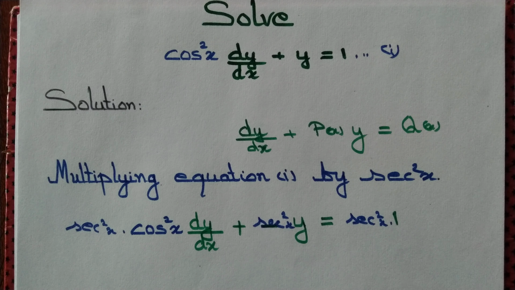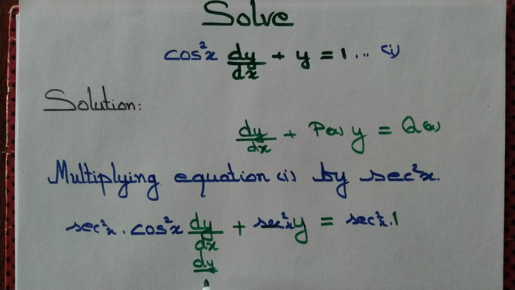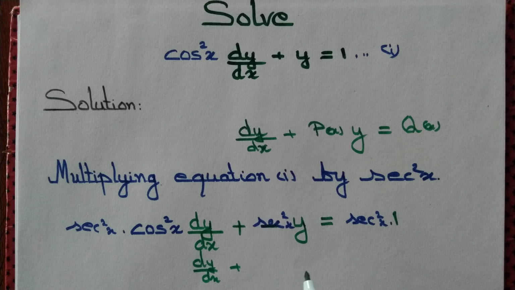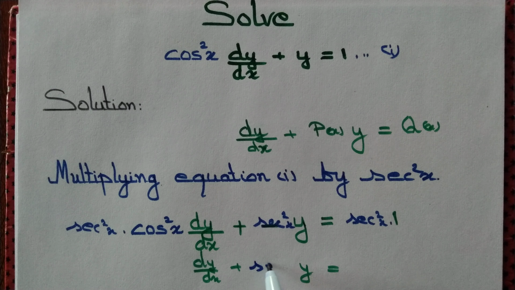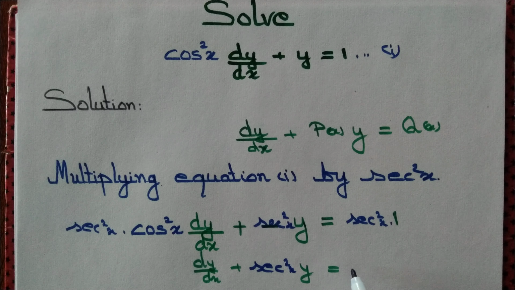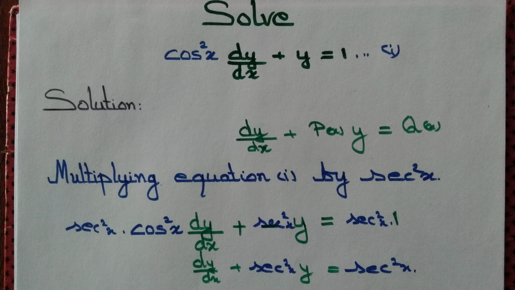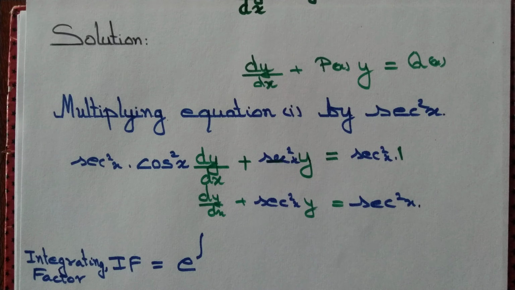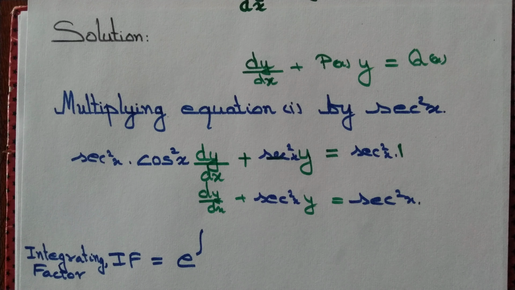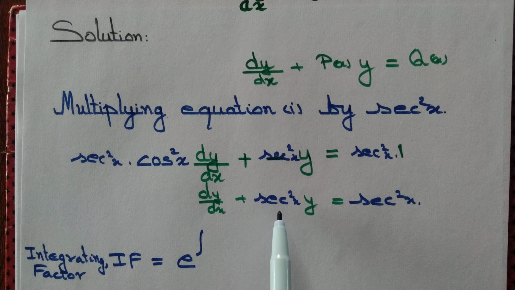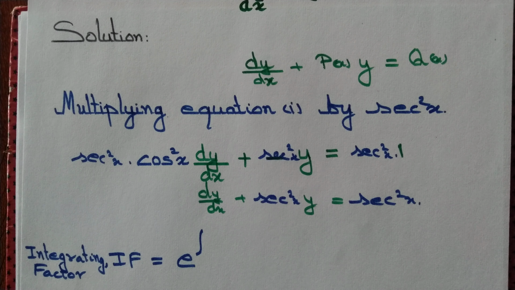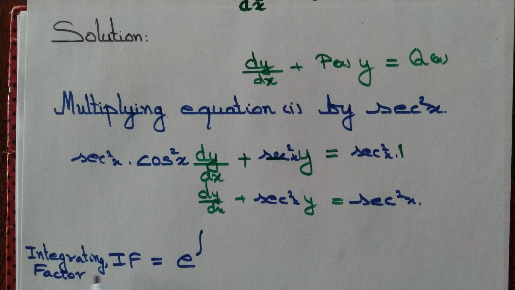So the above equation can be written as dy by dx plus sec square x times y equals sec square x. Now, okay, we got the standard equation. Now, if we get the standard form dy by dx plus p(x) times y, then we need to find the integrating factor.